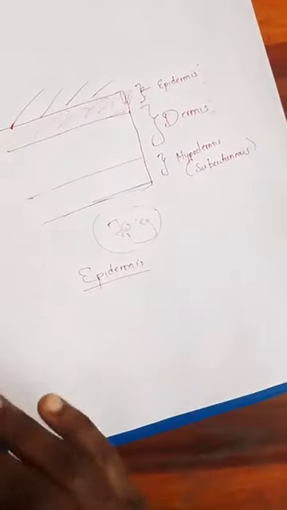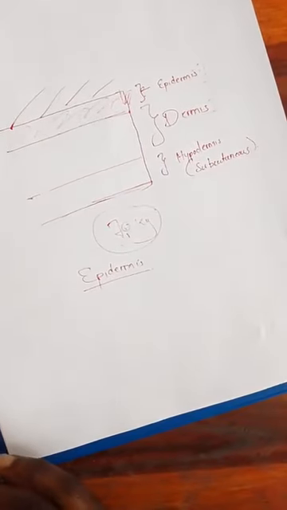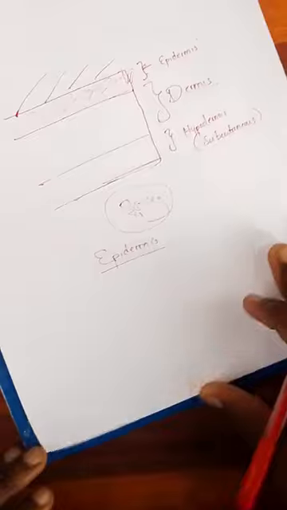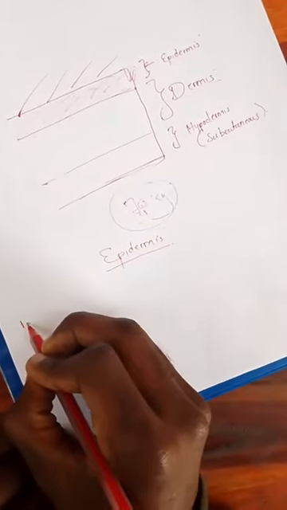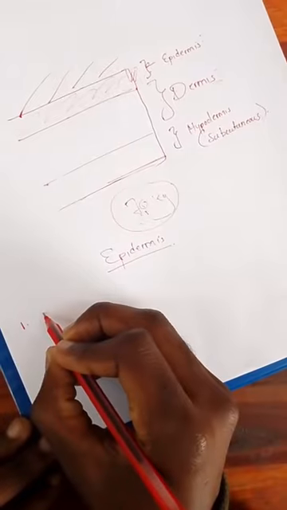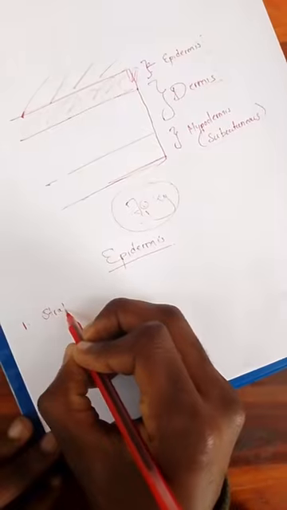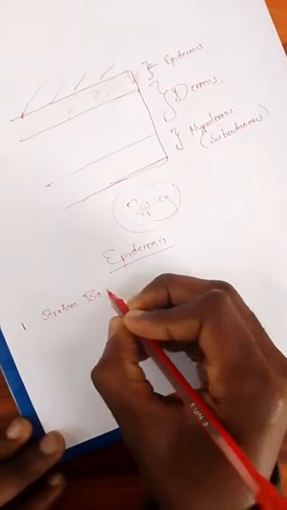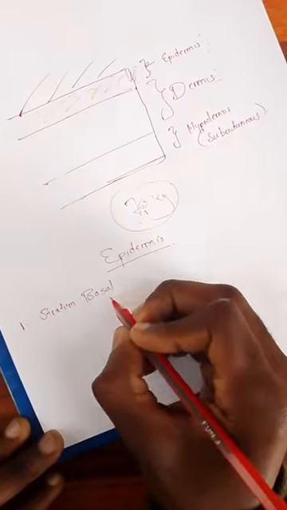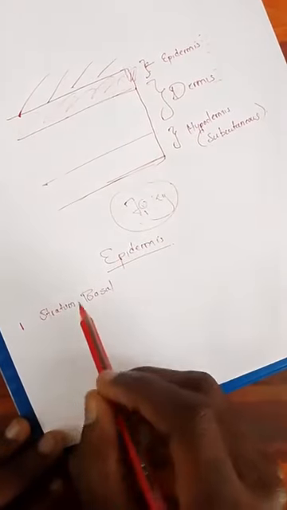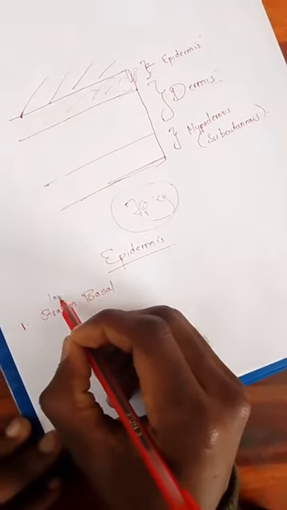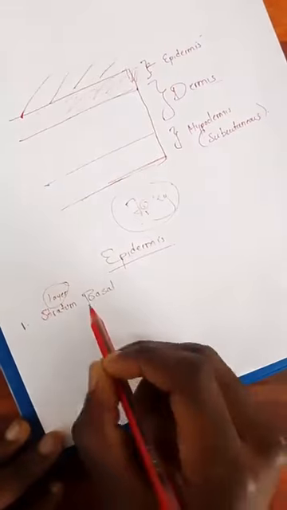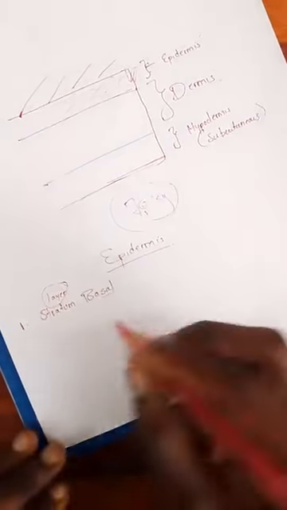So the epidermis actually consists of 5 main layers, generally speaking, without specifying which part of the body. We have the first layer, which is the stratum basal. In this context, stratum basically means layer. So you can also say the basal layer or stratum basal.